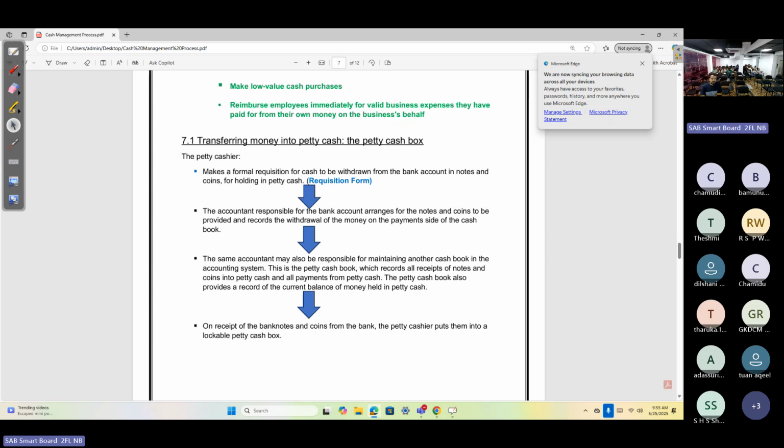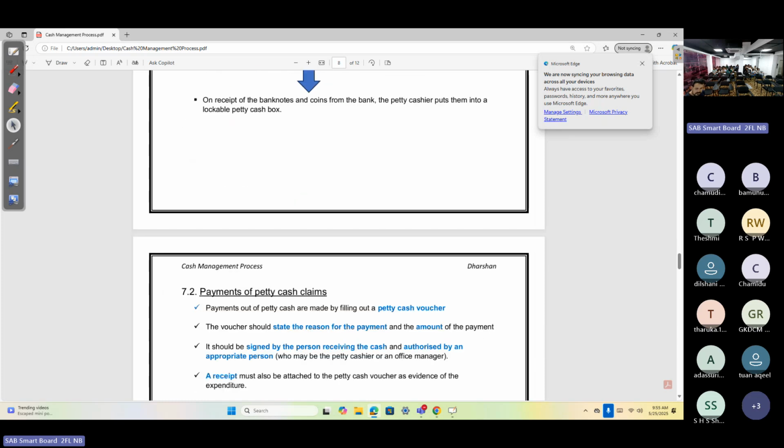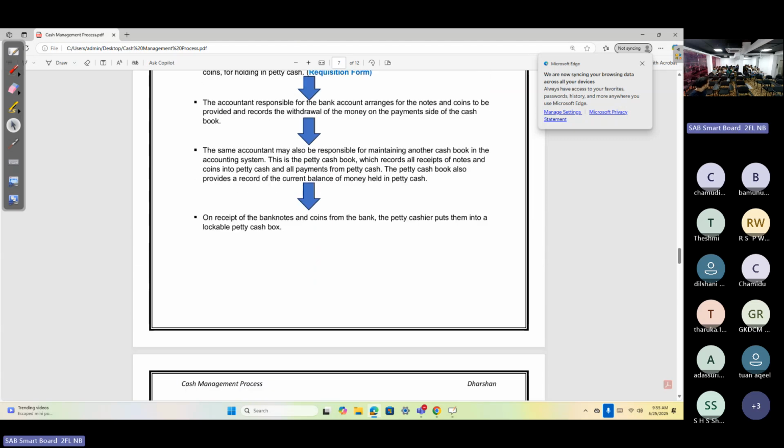Transferring money into petty cash, the petty cash box. Here in 7.1, we are discussing transferring money from the accountant to petty cash, and below, payments of petty cash claims. Both of them I have given in one format. You should remember that form. For additional things, you can read these with that form. If you write the answer in that format, it is also correct.